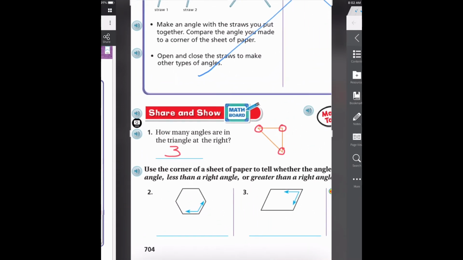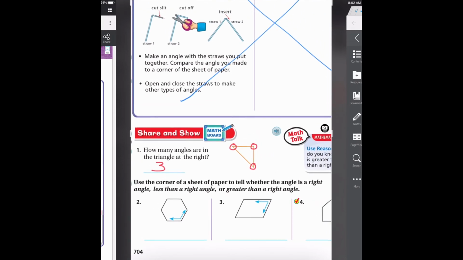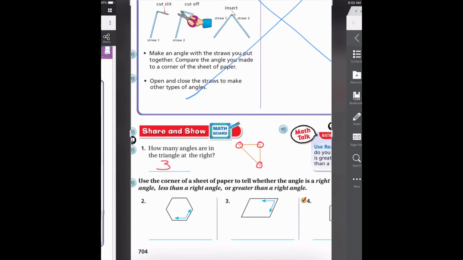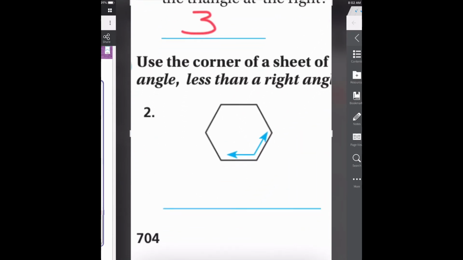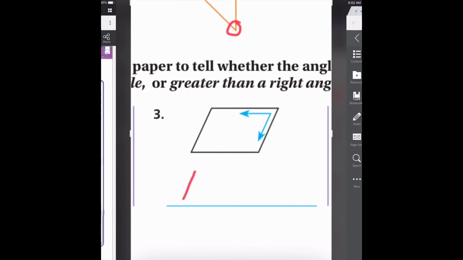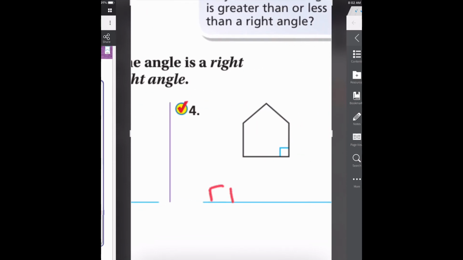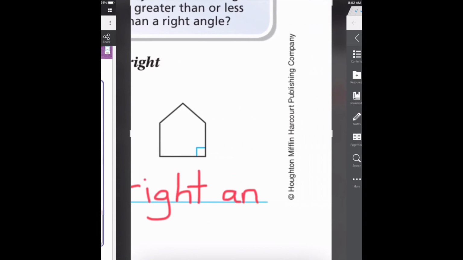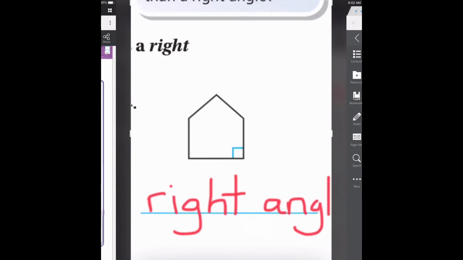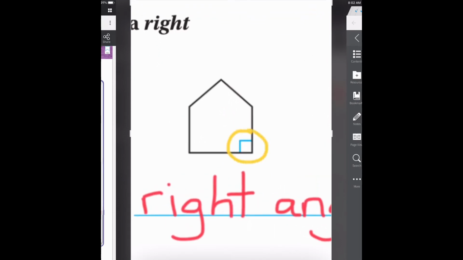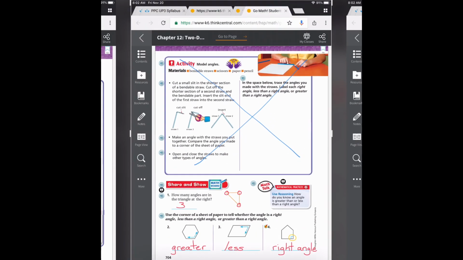And then the next one says, use the corner of a sheet of paper to tell whether the angle is a right angle, less than a right angle, or greater than a right angle. Number 2 is greater than a right angle. Number 3 is less than a right angle. And number 4 is a right angle. Remember, whenever we see this symbol right here, that means right angle. Okay? So that's 1 through 4.